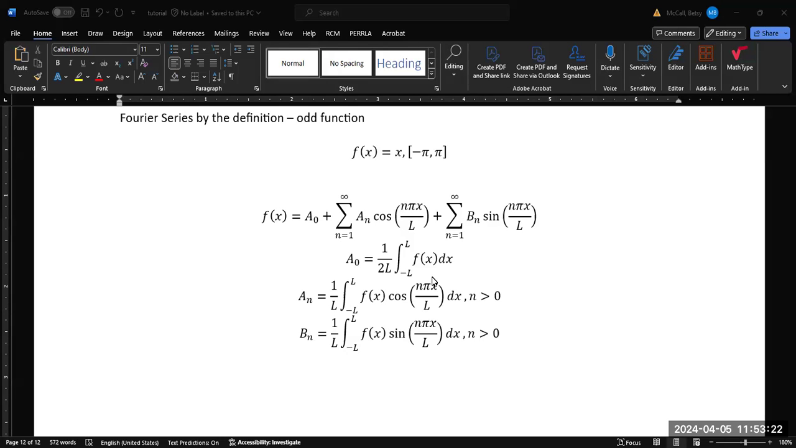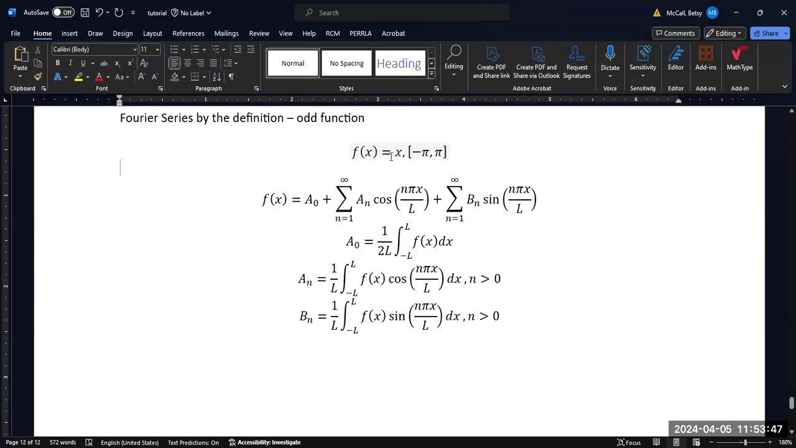All right, so in this video, we're going to be looking at calculating the Fourier coefficients using the definition for an odd function. We'll do an even function and a function that is neither even nor odd in another example.